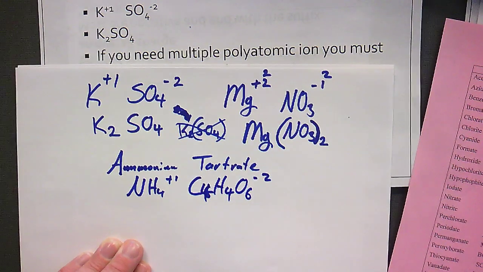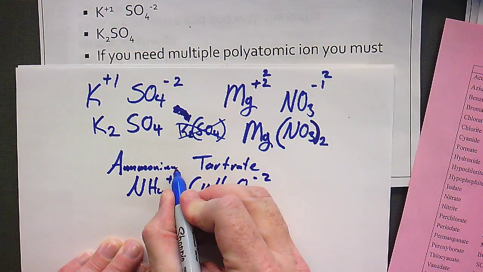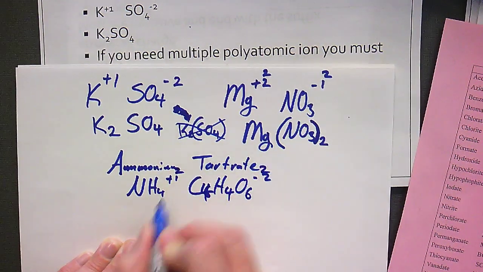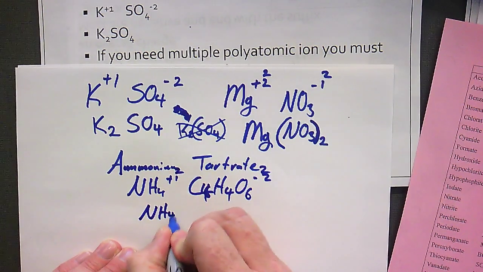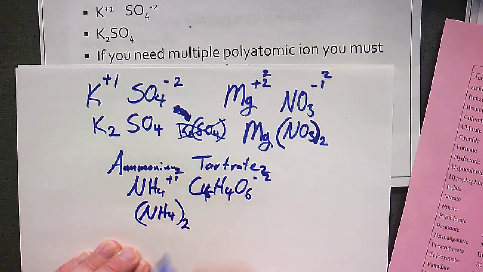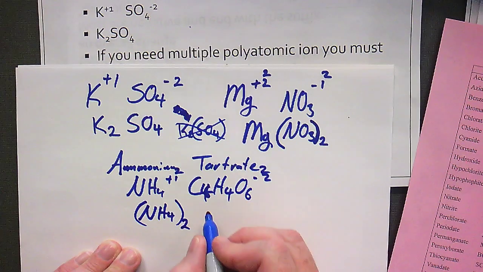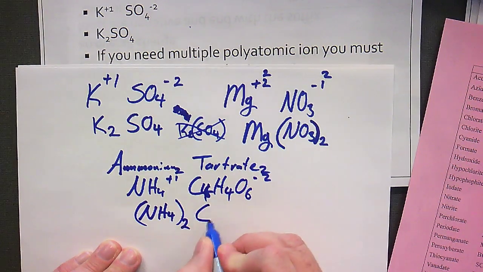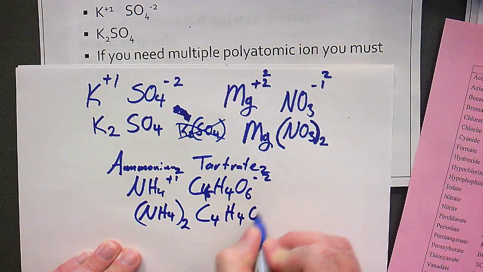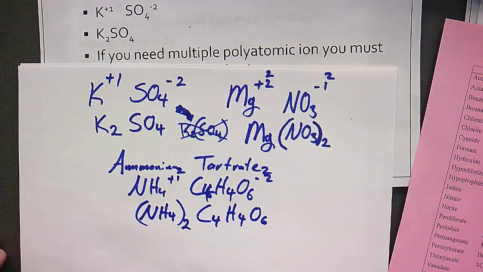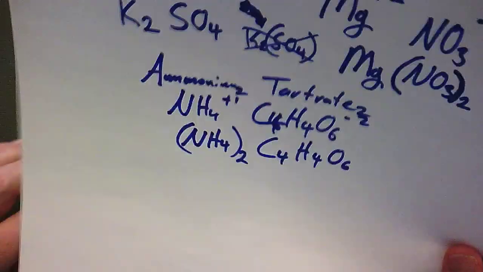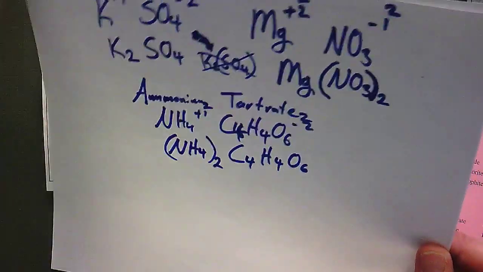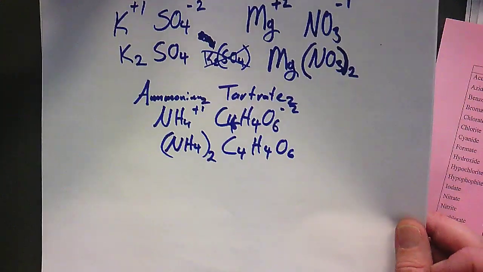What do they both go into? 2. Okay? So how many ammoniums do I need? 2. So I would do the NH4, put it in parentheses, and the 2 on the outside. And then how many tartrates do I need? 1. All right? So just C4H4O6. Okay? Have you guys ever used cream of tartar in cooking? That's actually tartaric acid, so it has this. I'll show you how to write acids later.